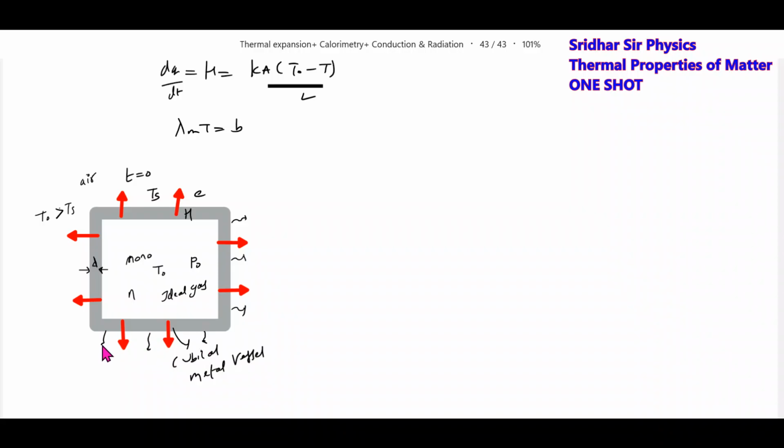Sir, what are the red color arrows? Red color arrows are thermal conduction. What about the curved arrows? Black color, they are the emission. At the same time, it will also be absorbing. Okay, fine. So this is the absorption. And this will be the thermal conduction. So what is happening here? Thermal conduction will occur, emission will occur, and absorption will also occur.